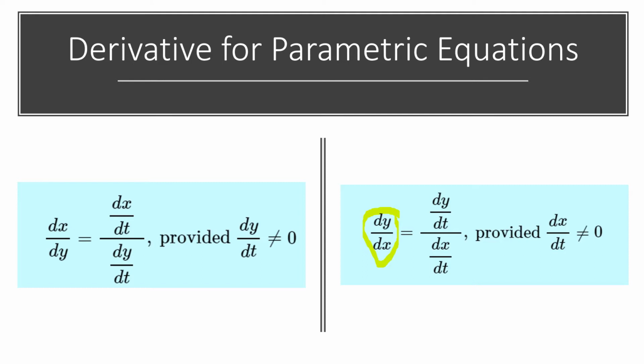The second one says dy/dx equals dy over dt over dx over dt, and that's our formula that we're going to use, provided that dx over dt does not equal 0, because then we would have an undefined situation.